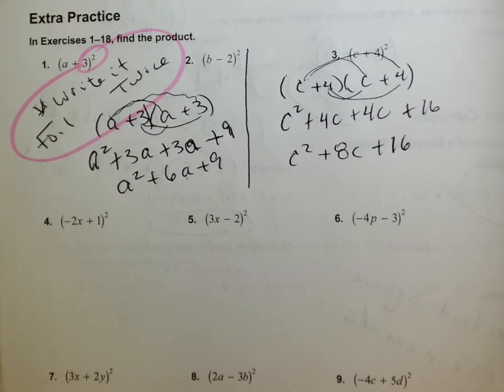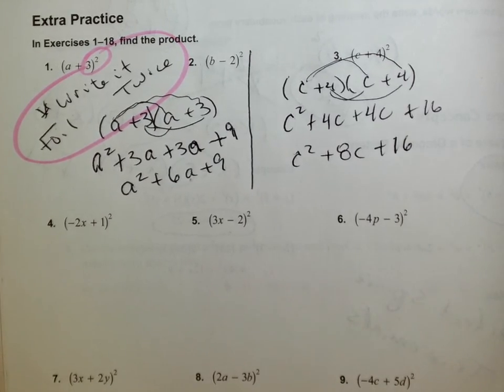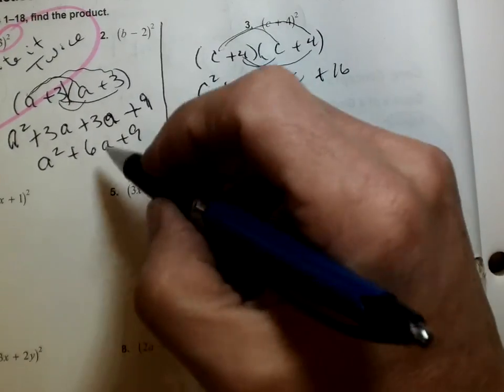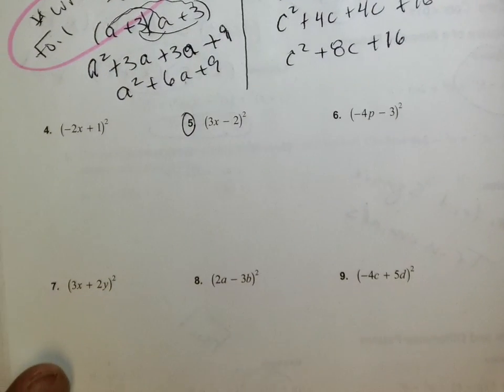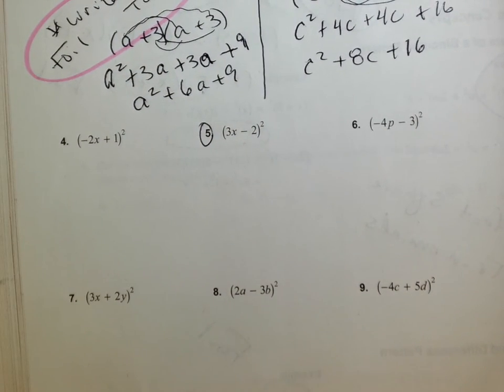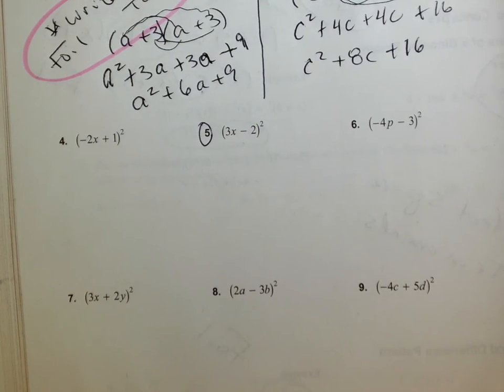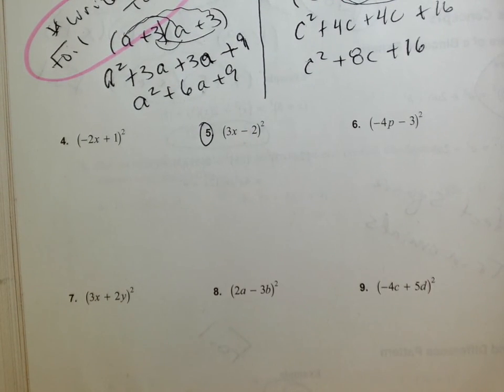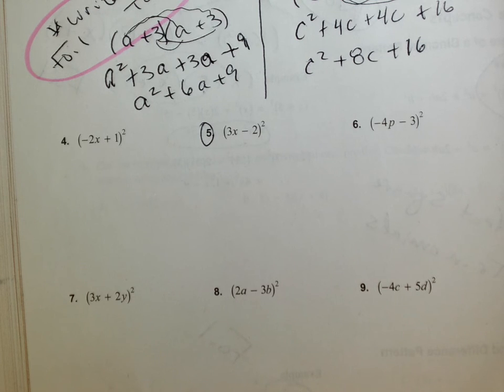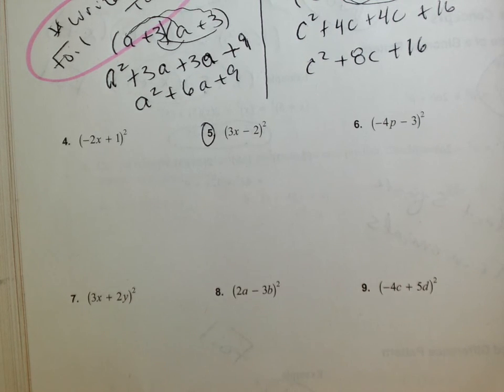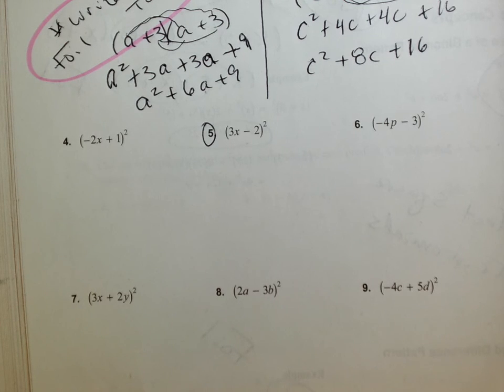Raise your hand if you got that answer. Nice. Okay, so let's do one that might have a negative in it. Let's try number 5. I want everybody to try number 5. It's got a negative in it. Same kind of stuff, though. Write it twice, and then FOIL.